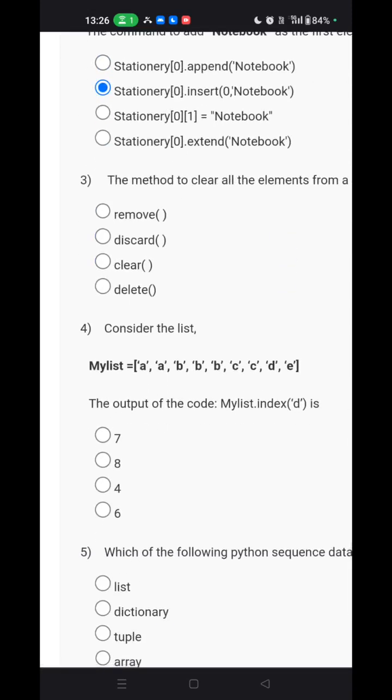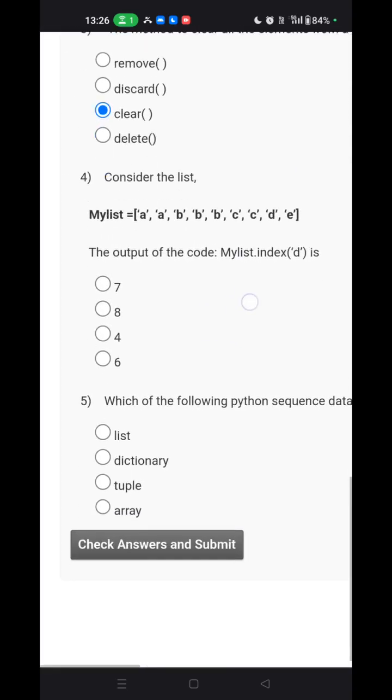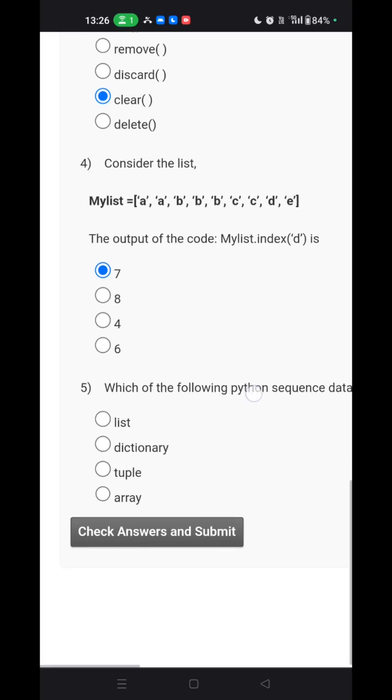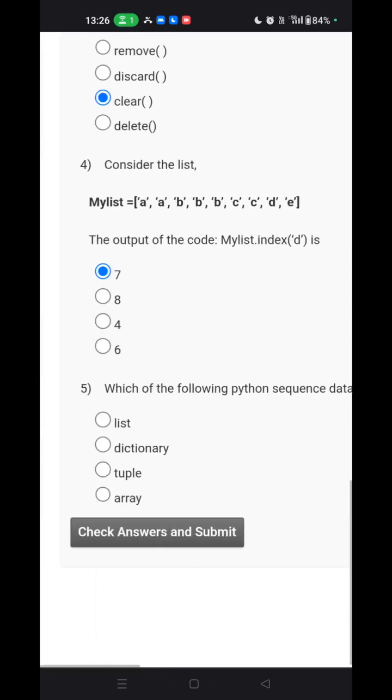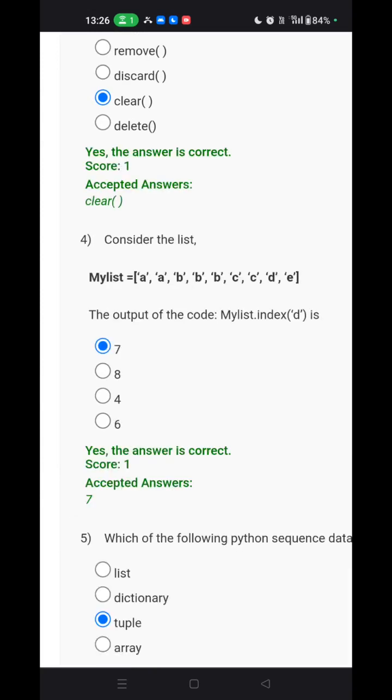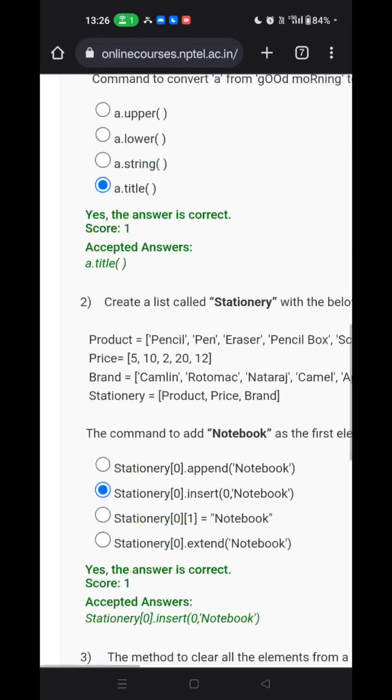Third one is how to remove. Clear, only clear we can remove. Okay, in set only clear we can remove. My list is equal to this. What is the index of D? You can count 0 to this is the 7. Okay, 4. And fifth one, what is the following Python data type is immutable? Everyone know this is very simple. Tuple. This is tuple. Third. Done. Okay, you can see all the answers are correct.